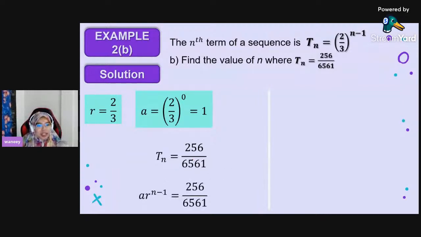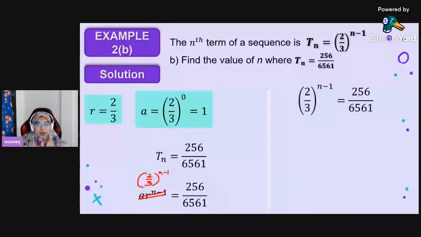Okay, so Tn, oops, I forgot. Tn, they already give you the formula. This is 2 over 3 to the power of n minus 1, which is this one over here. So yang ni ignore lah. Okay, so 2 over 3 to the power of n minus 1 equal to 256 over 6561. Okay, and then what should we do?